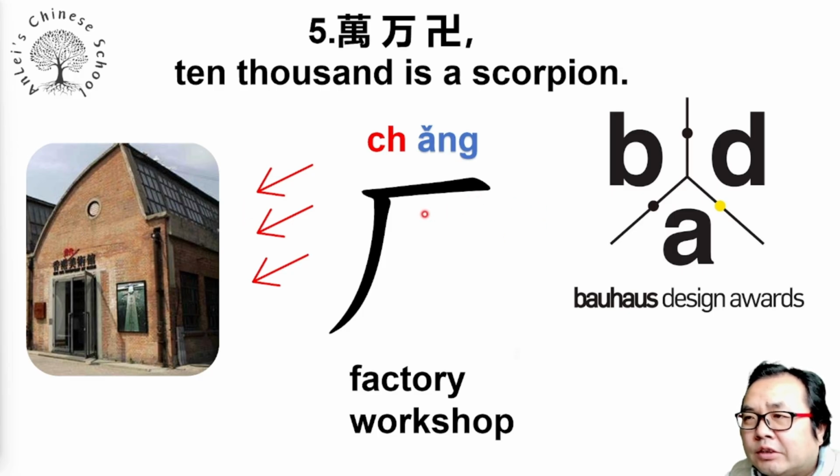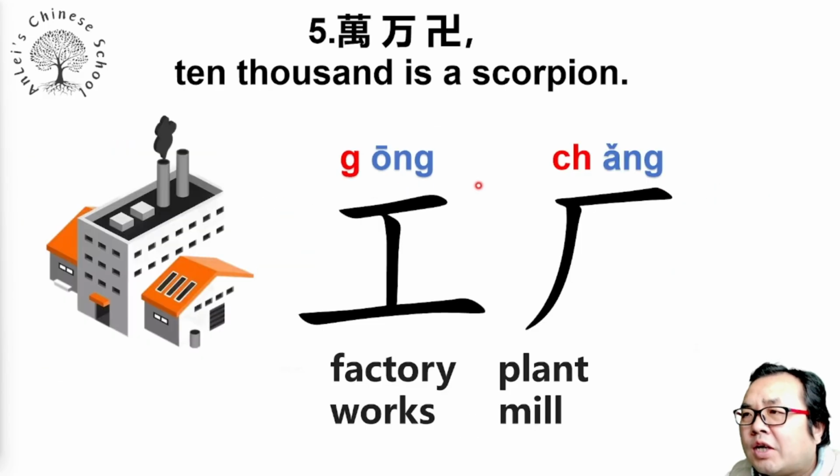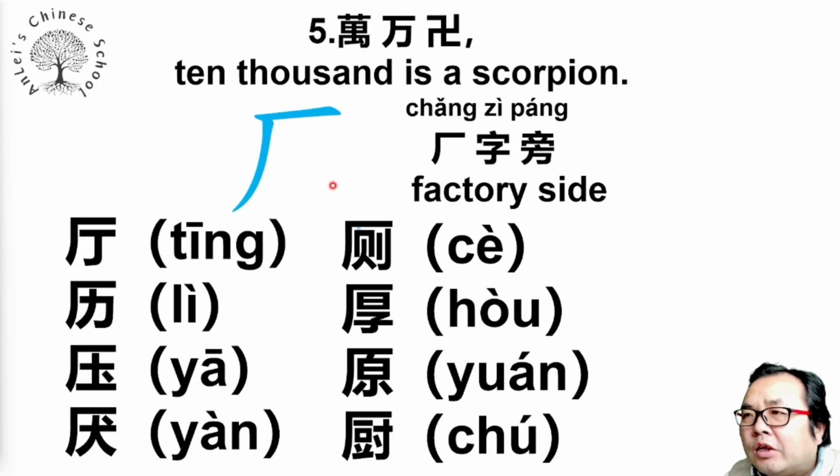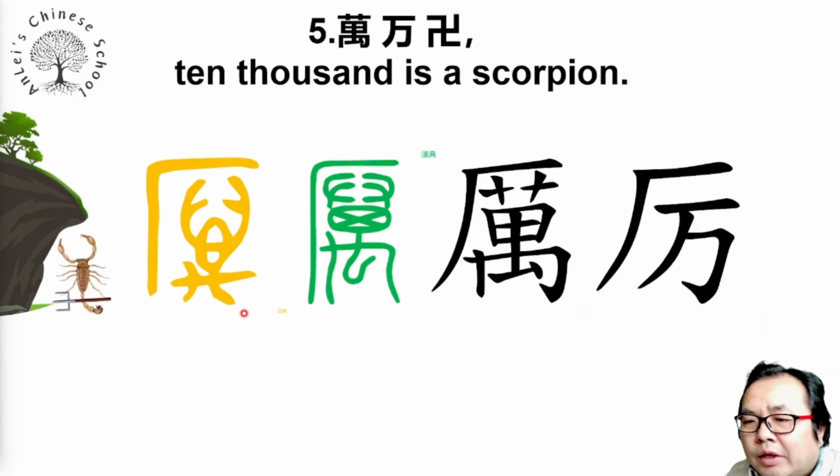So this is like this character, 厂, 工厂, 制糖厂: factory, plant, works, mill. There's a lot of characters with the radical 厂, factory side. There's 听, 力 experience, 压 press, 厌 hate, 侧 bathroom, 后 seek, 原 original, 图 kitchen. So this is a character under the cliff where people lived.